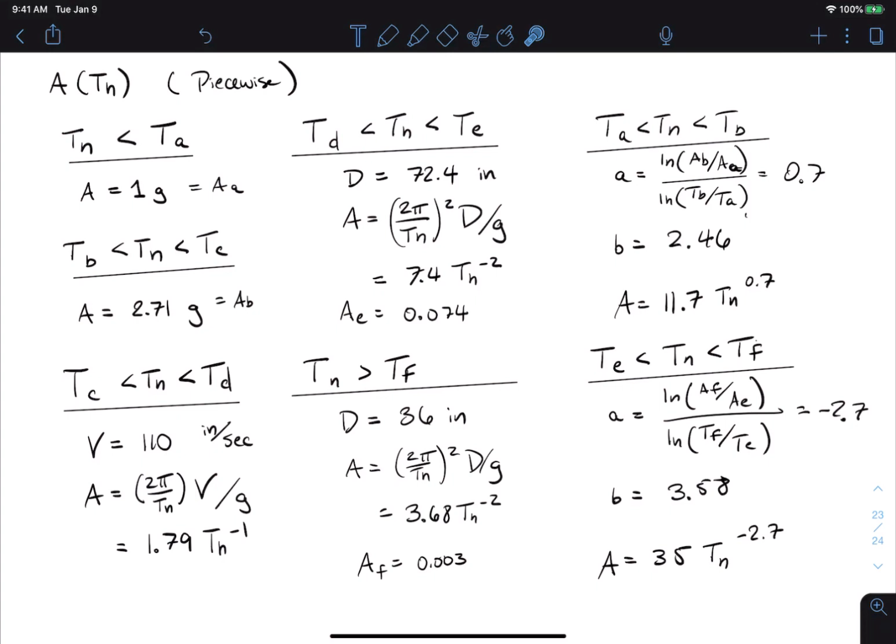Same thing applies for Td to Te, except in this case we're using a constant displacement and multiplying by (2π over Tn) squared. Always making sure to divide by g. Same thing for Tn greater than Tf. The trickiest ones are those connecting line segments. Again, I am just using a linear log relationship here, deriving the slope and the y-intercept in the log domain, and then simply converting that to the linear domain. Similarly for Te to Tf.